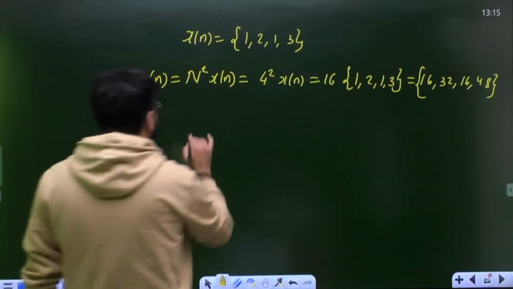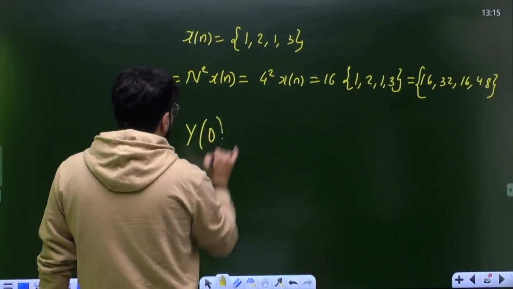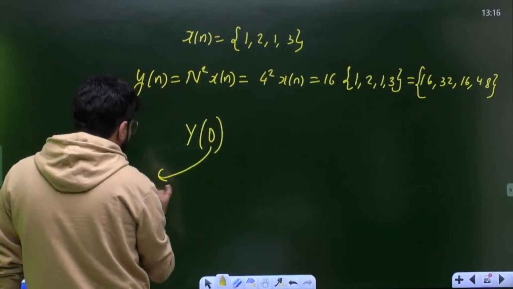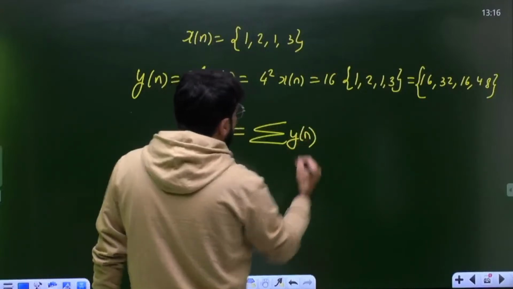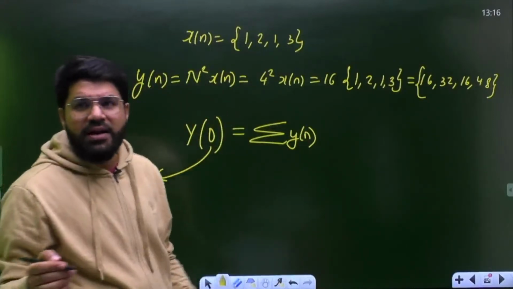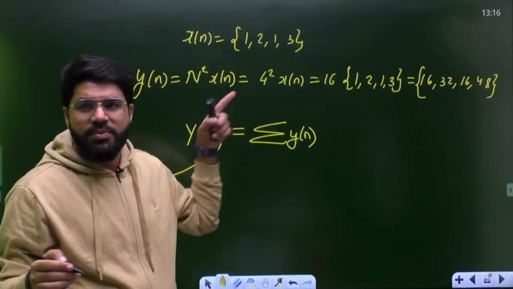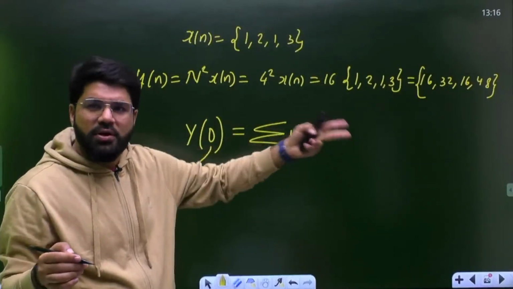okay, what is capital Y0? 0 means k equal to 0. And first ordinate property, what is the first ordinate property? Okay, summation of yn, all values are added. First ordinate and central ordinate. First means all added, central ordinate means alternate plus minus.